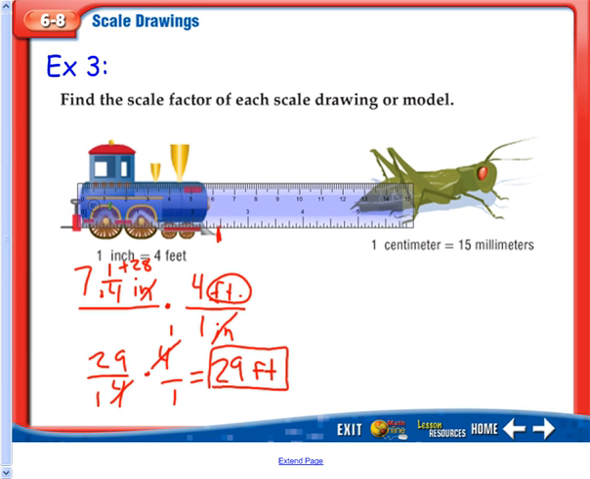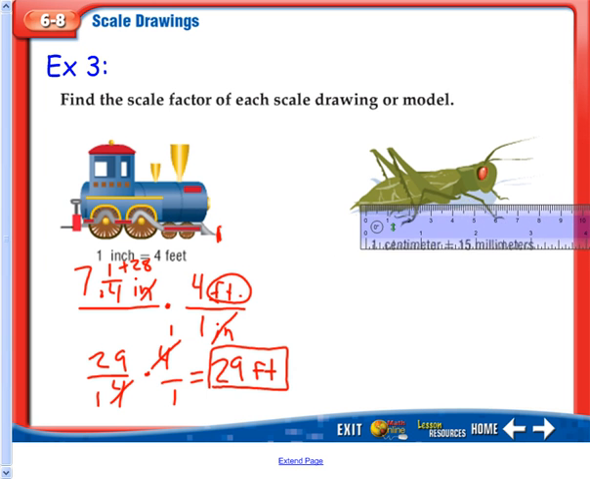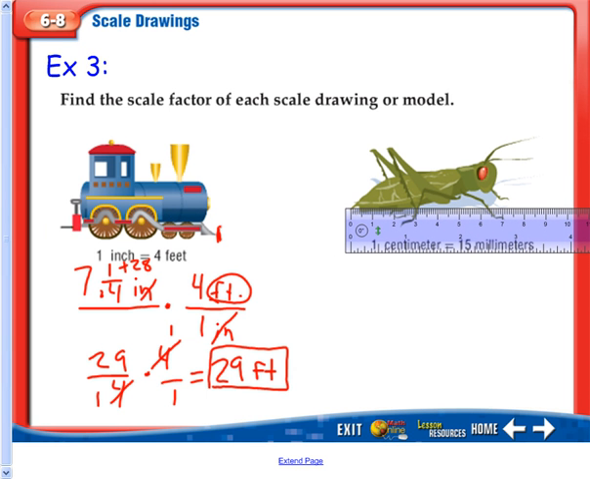The last one here is the grasshopper. So we're going to measure it from the tail, and then we're going to measure all the way to right there, the antenna. Try to do a straight line, but it's right around 8.5. So I'm going to call that 8.5.